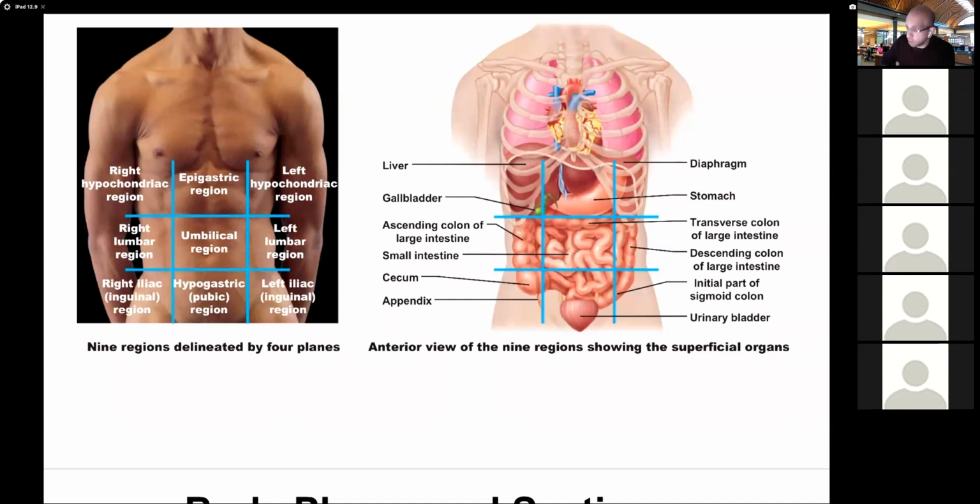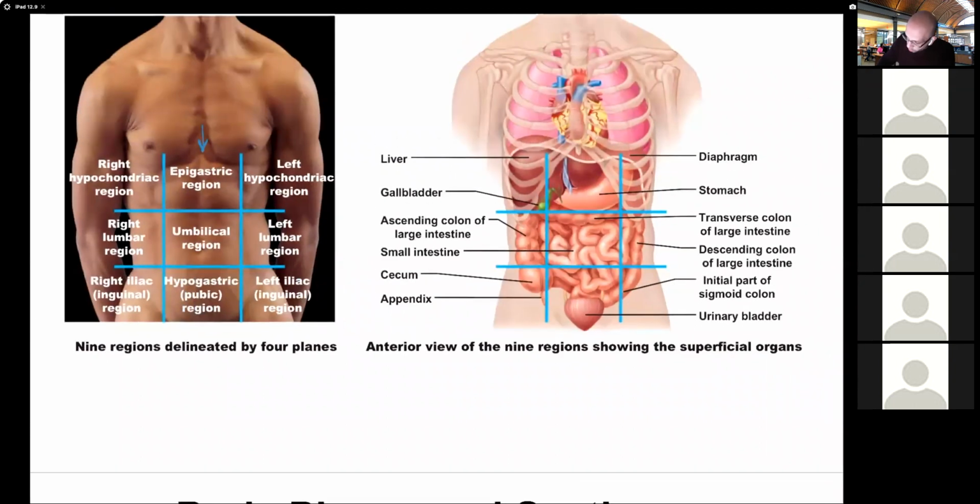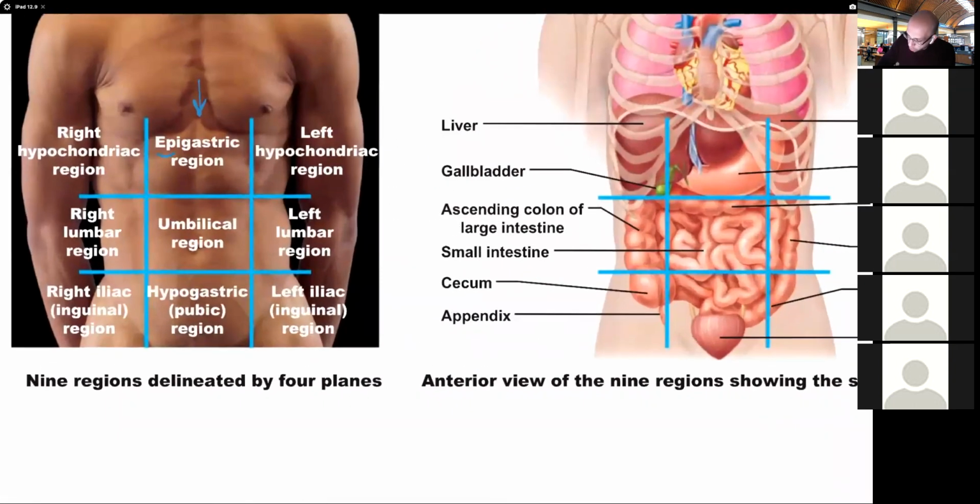If you remember, we did have 3 middle regions. One is located above in the abdomen, epigastric. One is located below in the abdomen, hypogastric, and one in the middle. This is the umbilical region. On both sides, we've got the hypochondriac regions, right hypochondriac, left hypochondriac region, right lumbar, left lumbar region, right iliac, and left iliac regions.